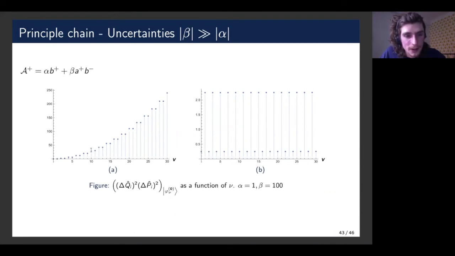So if we have, for example, 10 here, when we add one quantum, the only way we can add one quantum to the system is to add a B quantum. It doesn't affect the uncertainty. And then only once we add another two quanta, which corresponds to one A quantum, do we see a significant increase in the uncertainty.